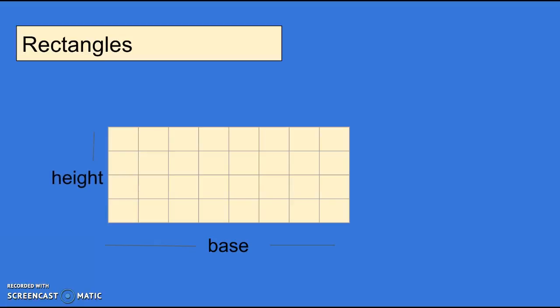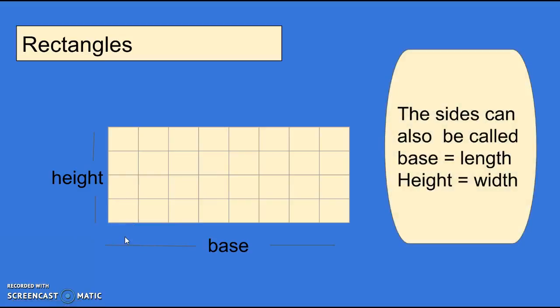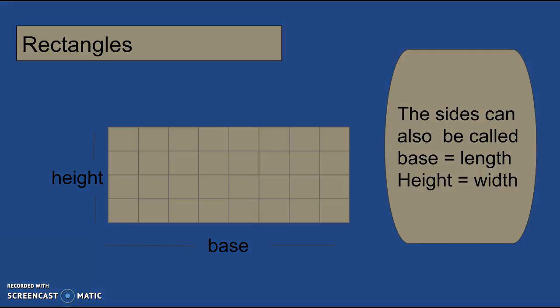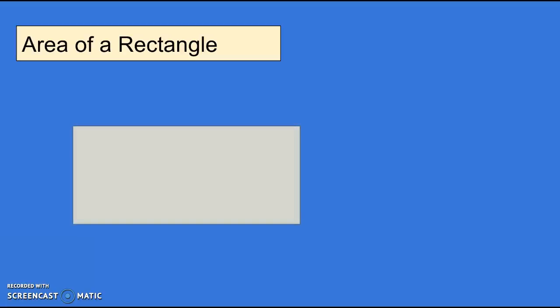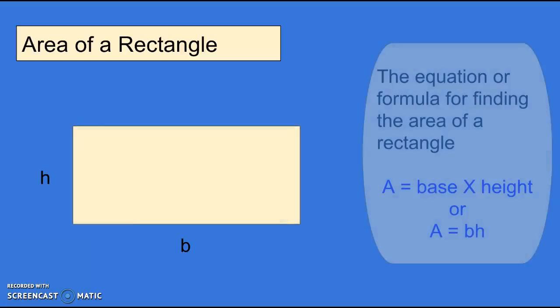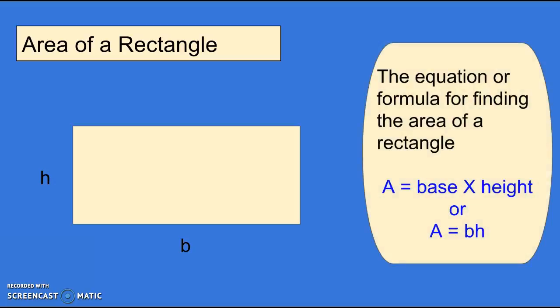So we use formulas. So we use the dimensions of the figures. In this case, we have the base of the rectangle and the height, also called the length and the width. So the size can also be called base for the length and height for the width. So to find the area of a rectangle, we would be multiplying the base times the height. So the formula would be area equals base times height.